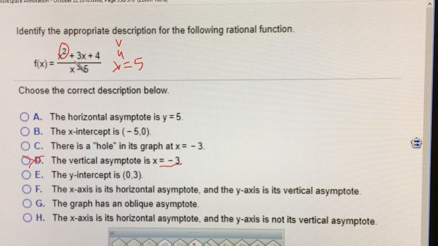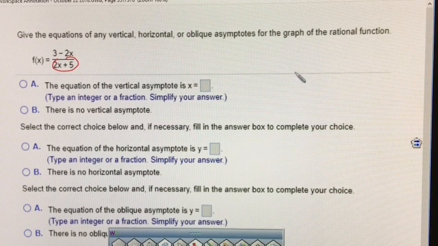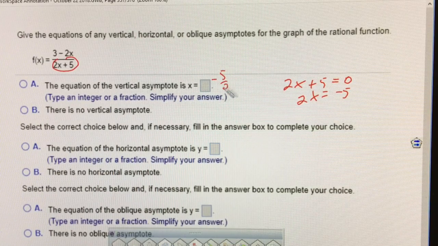The degree of the top is bigger than the degree of the bottom. That means it's going to have an oblique asymptote. Vertical asymptote, you take the bottom and set it equal to 0. It's going to give me negative 5 halves. There is a vertical asymptote and it's x equals negative 5 halves.